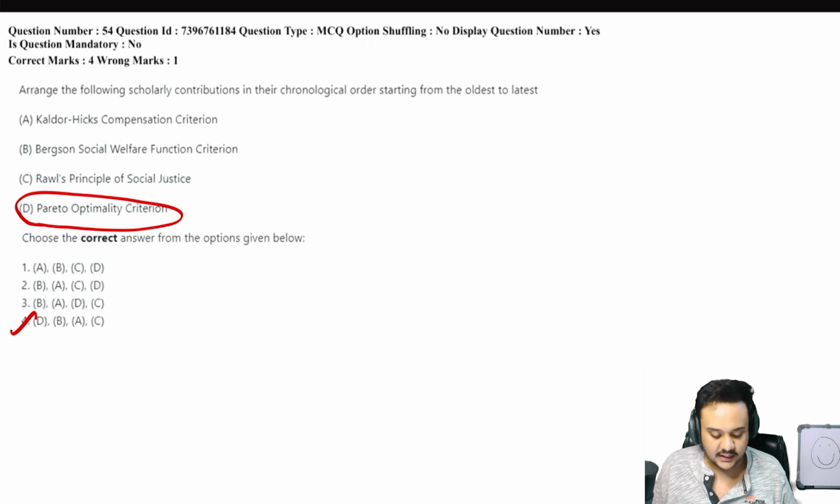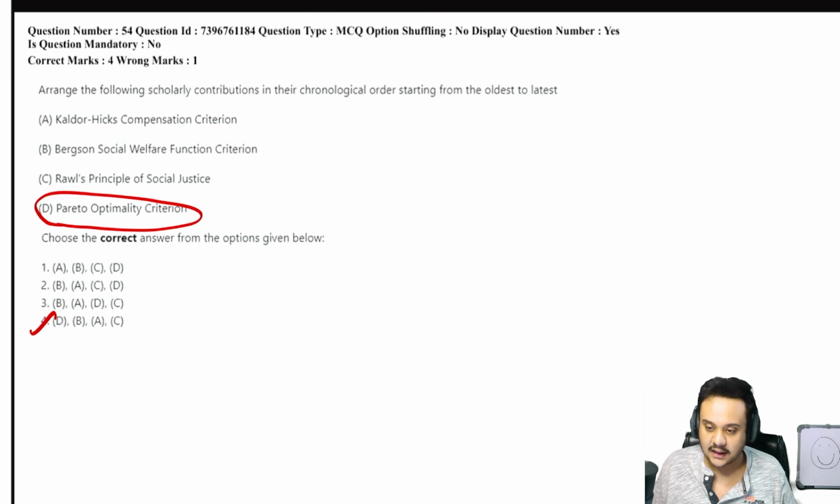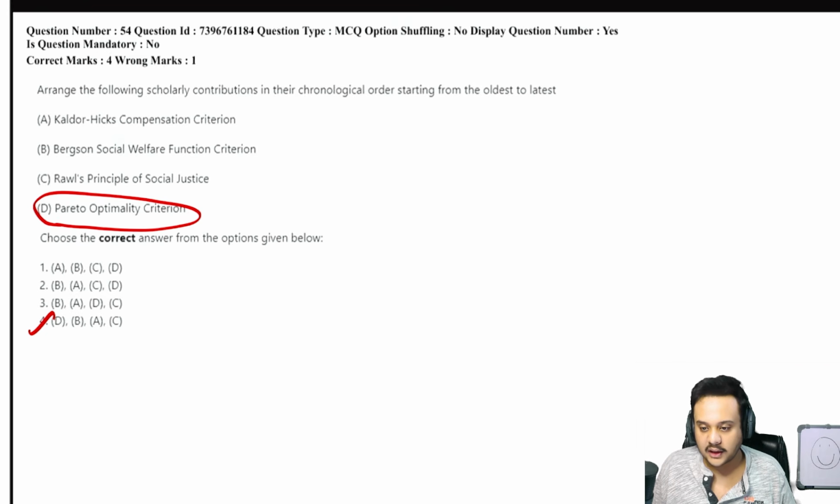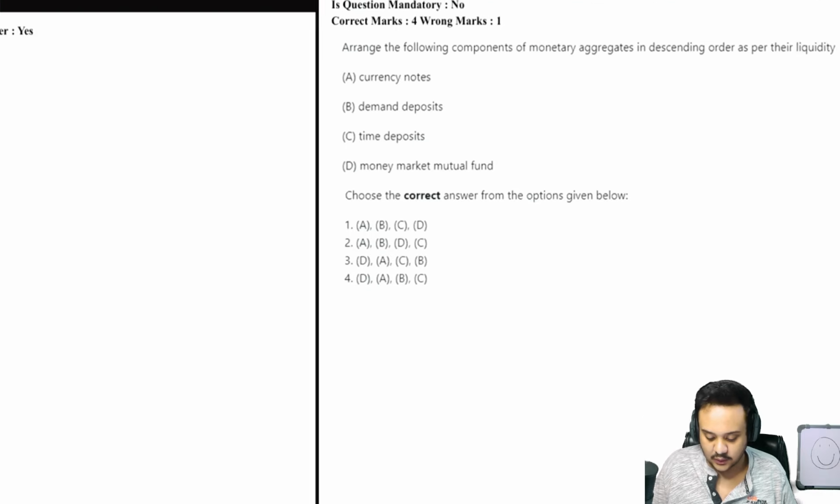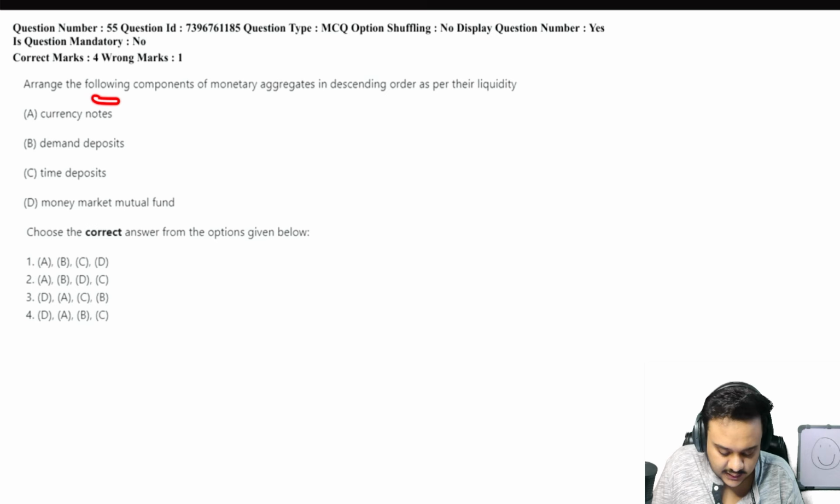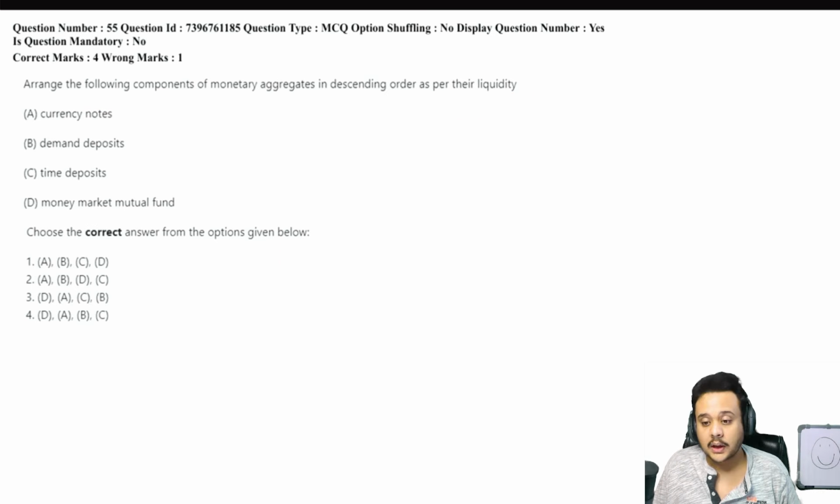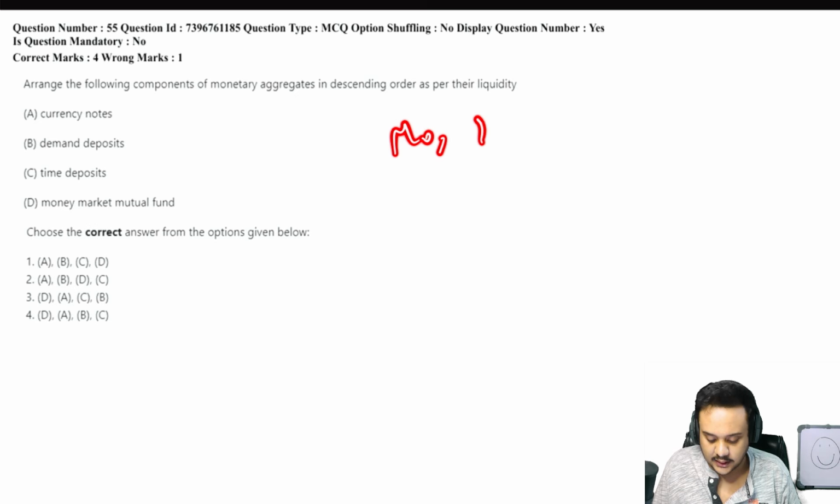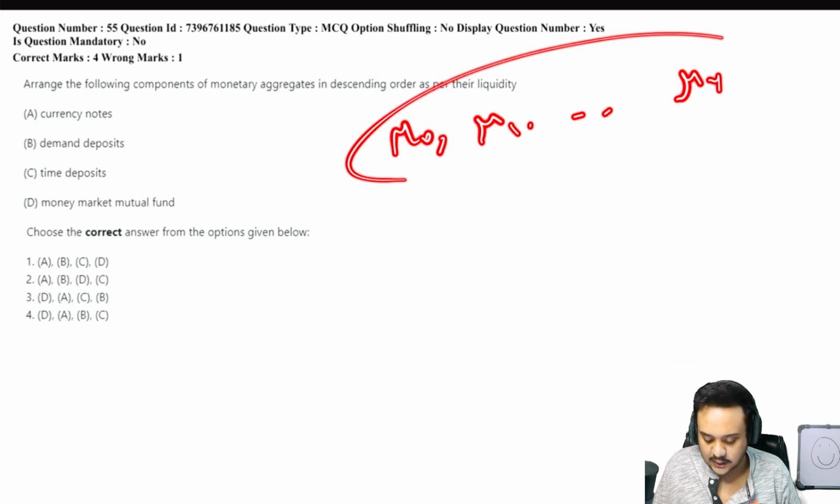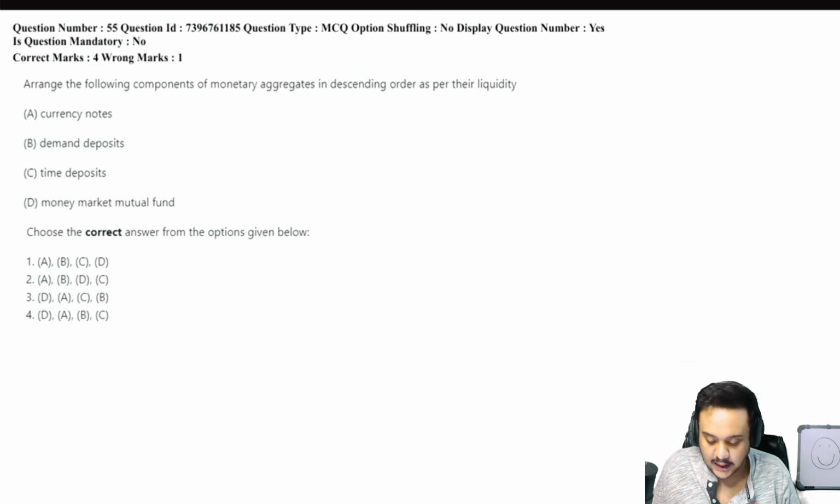Otherwise, if the options had D as the first one in all four, then you should not attempt that either. Let us move on. Then the 55th question: arrange the following components of money aggregation. This is important. Also, another important thing is M0, M1, and so on till M4. You should know all of these and what they include.